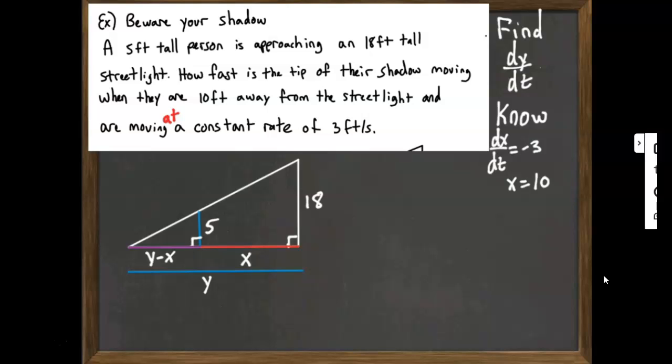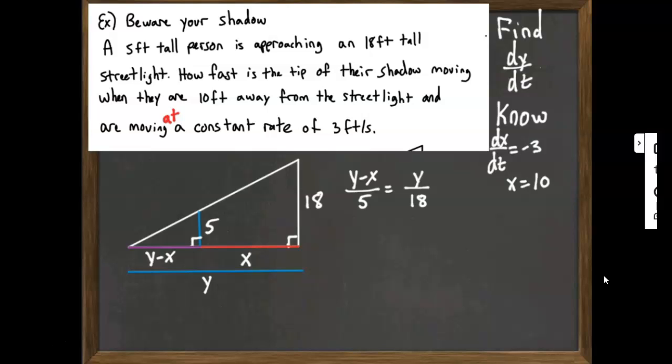So with that in mind, we can write down a relationship. Taking the purple length there, y minus x, over the height of the person, right? Those two sides of that little triangle, the base and the height, that has to be the same as taking the big length y divided by the big height, 18. And now we have an equation relating x and y. Now we could go ahead right now and differentiate this equation implicitly.